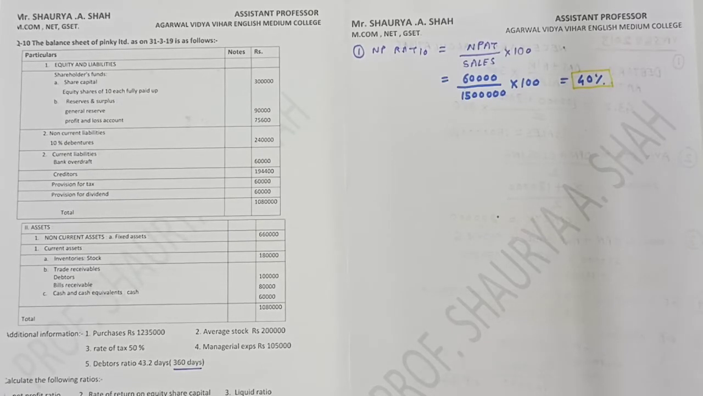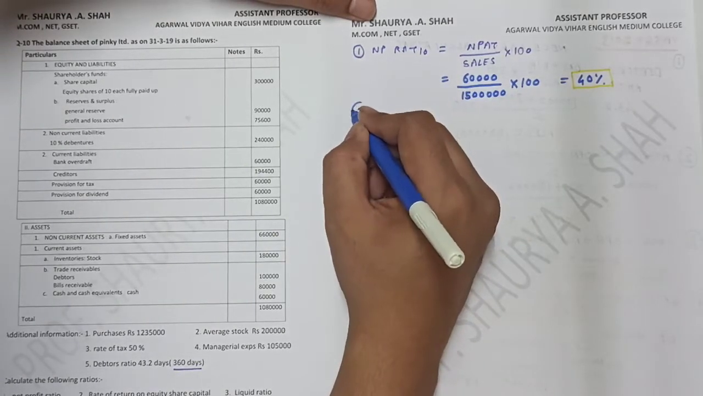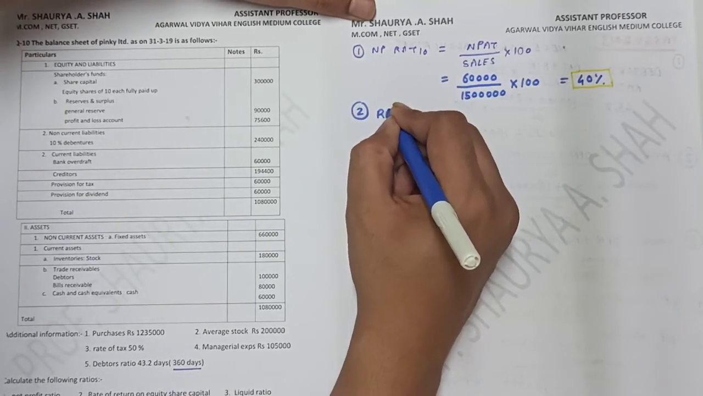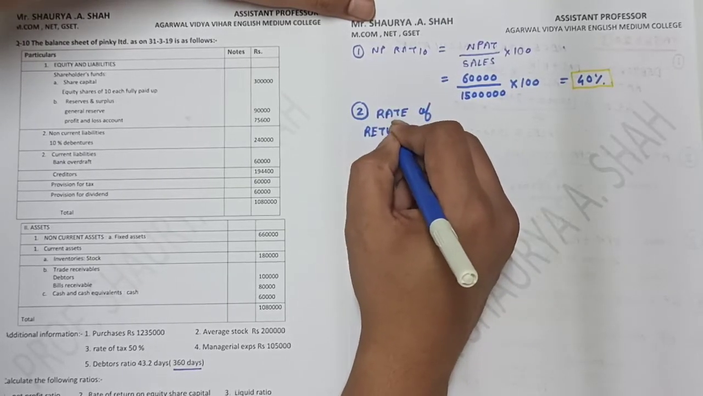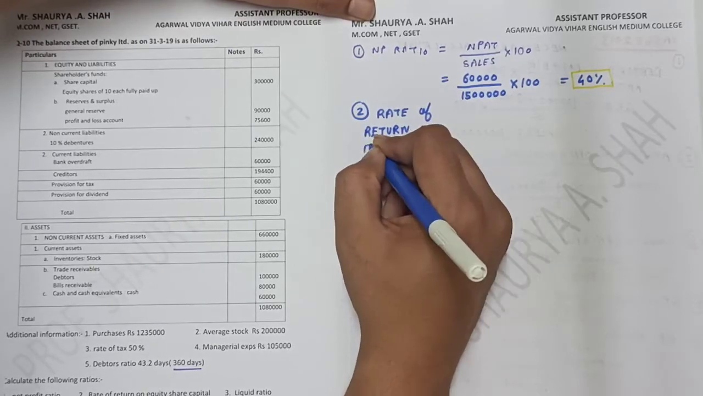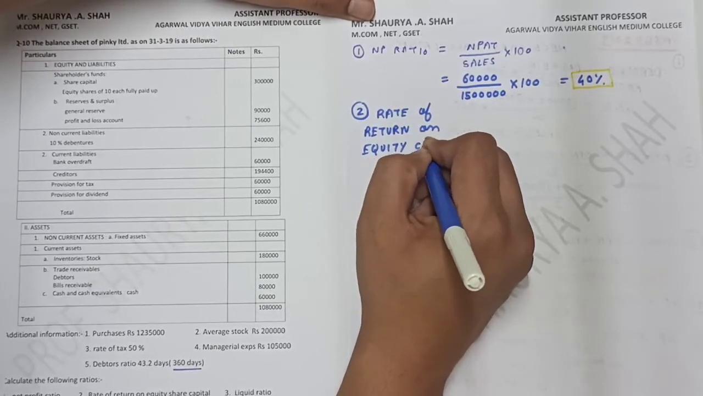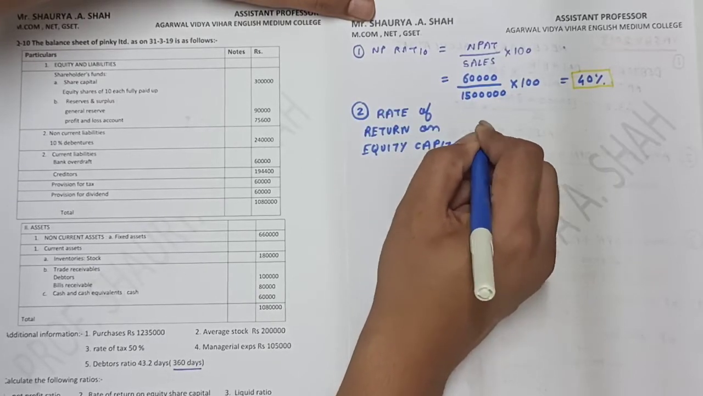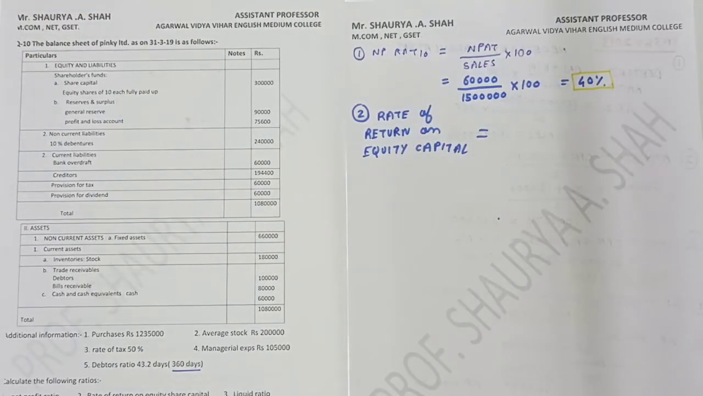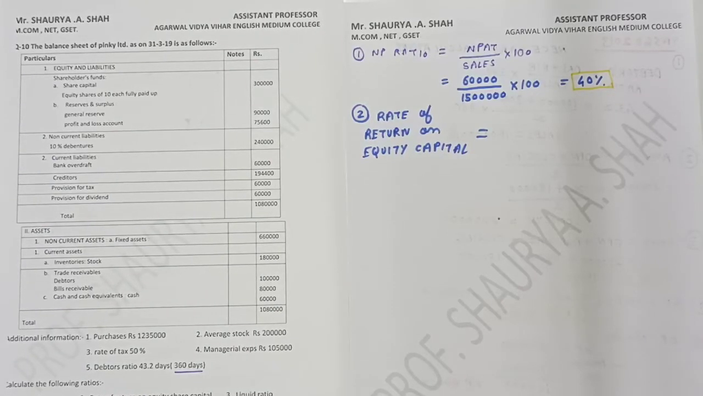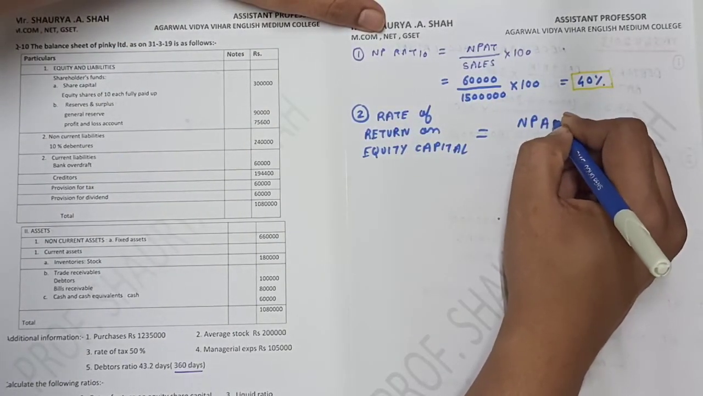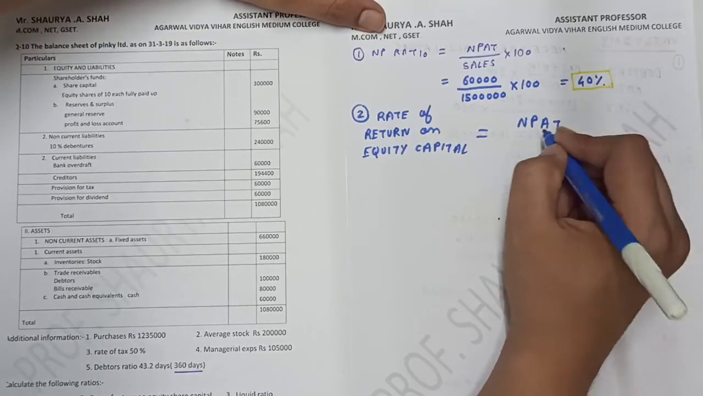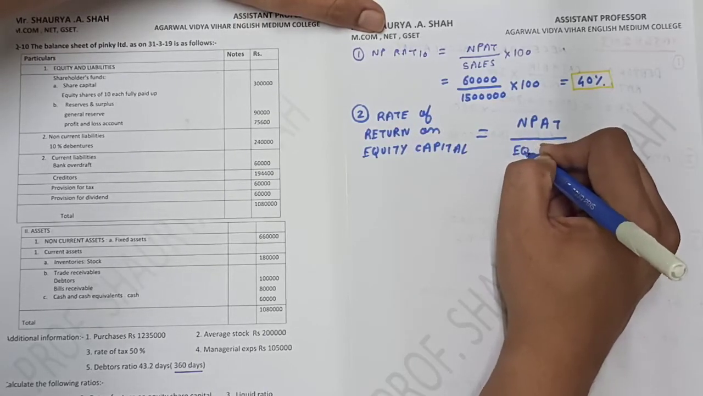The next thing they have asked is your rate of return on equity shareholders, right? That is equity share capital. So what I'll do is write first of all rate of return on equity capital. Rate of return on equity capital is equals to, I hope you all remember the formula, rate of return on equity capital, right? What is it? In this sum there is no preference capital also, so directly net profit after tax divided by equity capital.